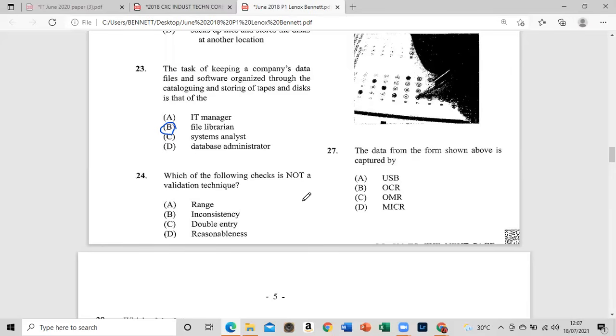Let's move on to 24. Which of the following checks is not a validation technique? Is it A, range, B, inconsistency, C, double entry, D, reasonableness? Reasonableness. All right. So 24 would be C, double entry.